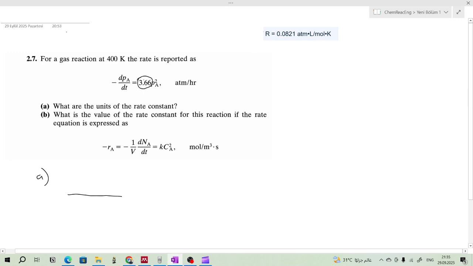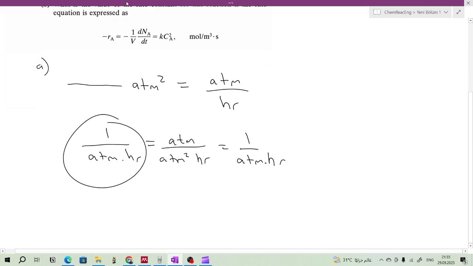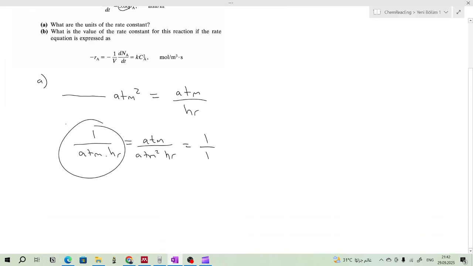Here you have a value, 3.66, but this coefficient has some units that I don't know. When I multiply it by pressure squared, let's say in atm for the partial pressure, that will give me atm per hour. So if you send the pressure term to the other side, the unit will be atm per atm squared hour, which gives 1 over atm hour. So now I can understand my unit is 1 over atm hour. It's done. Let's go to part B.